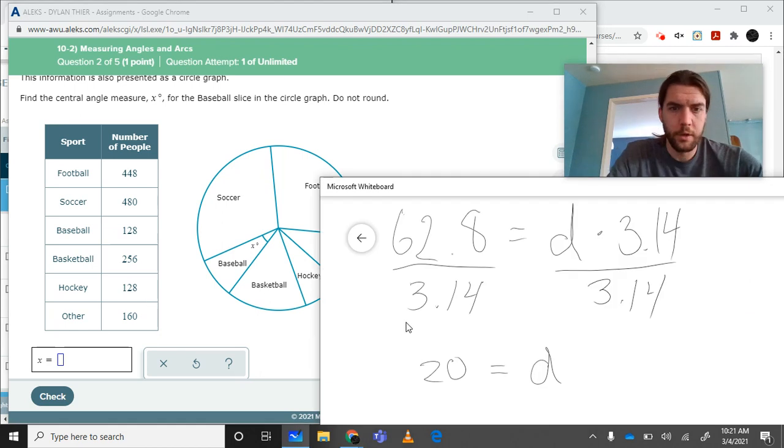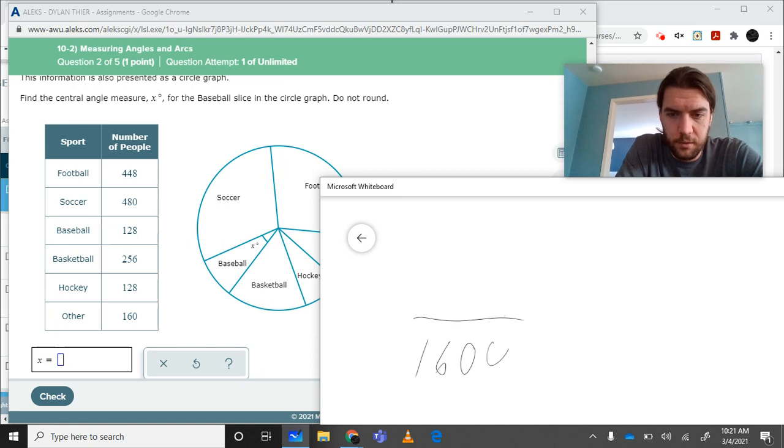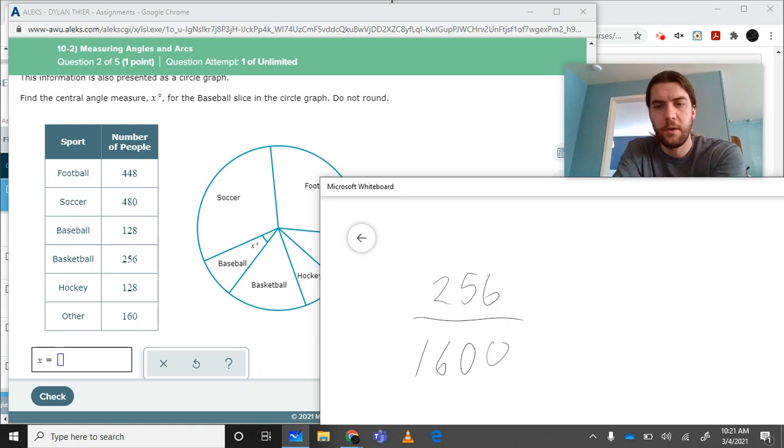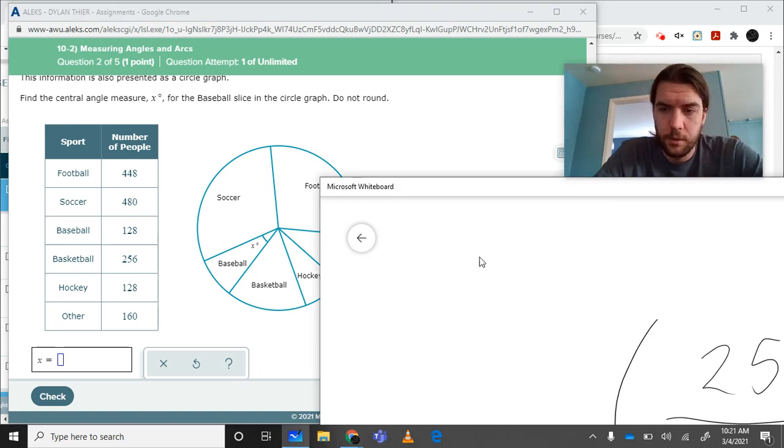So what we're going to do with that information, we're going to say that there are 1,600 people, and we are just interested in what size of a piece the baseball part is. So 256 out of 1,600. So this is some proportion. Now, based off the picture, I would say it's less than a quarter. Basketball and baseball together appear to make up just about 1/4 of this circle. So it's less than a quarter. If anything, it's like a third of that quarter. So it's probably like 1/12 of the whole thing. Maybe if you did baseball 12 times around, it'd fill up the whole thing. That's my rough estimate.